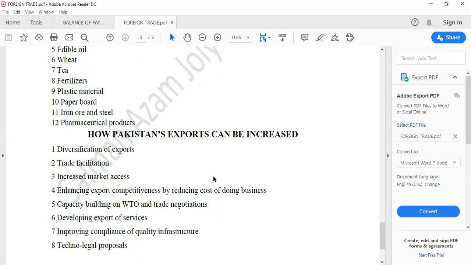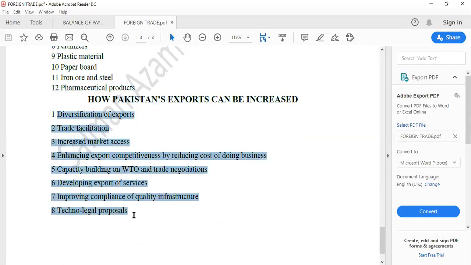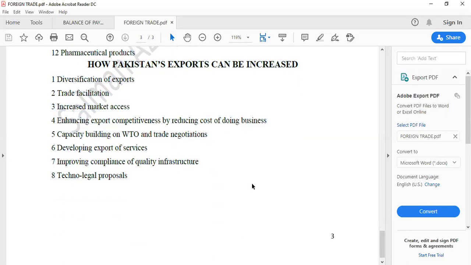How can we increase the exports, how can we improve the trade structure, how can we improve the deficit? Pakistan in the trade structure is in deficit. Our imports are more, our exports are less. How can we improve the trade structure? How can we eliminate deficit? That is written here. Diversification of exports. We should export multiple types of products. We should have diversity in the exports. Increasing diversity would lead to an increase in the export bill.